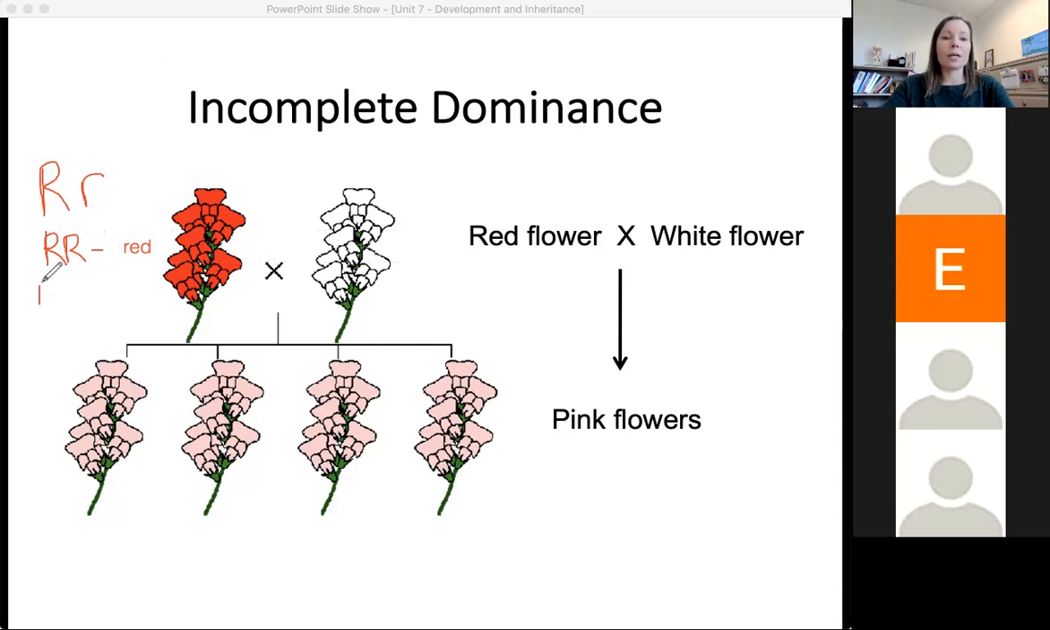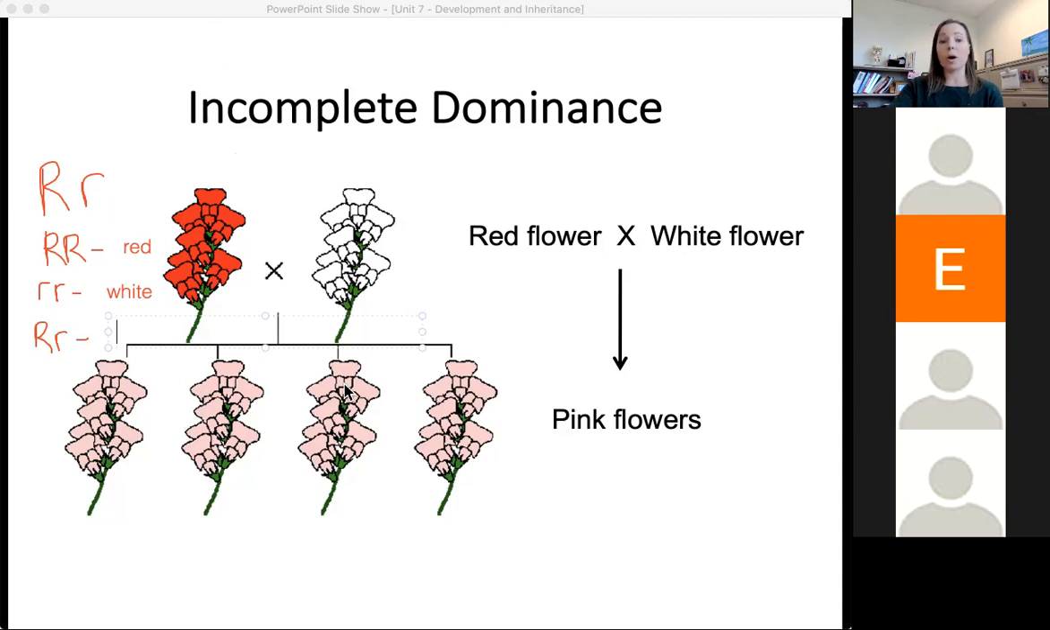If you have this, then that lowercase r gives you white flowers. So if you have two alleles for white flowers, you're definitely going to have white flowers. But in this case, if you have one of each, what we just learned earlier was that one is dominant over the other. So the dominant one is the one you're going to see. However, this is different because in this case, neither one is dominant. So if you have one of each, what you're going to see is a combination of the two.